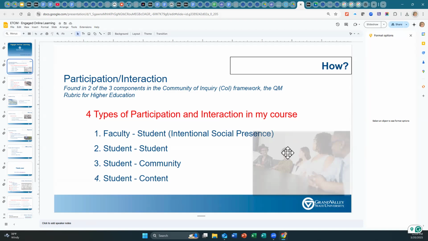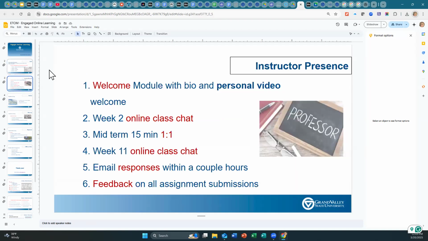Student to content used to kind of be implied because they're in your class. It's not implied that they're going to do your content. So I have some things to engage them with that as well. Everything I talk about falls into one of those categories, types of participation or interaction. Instructor presence. This is a big piece for me, being present in your course. I've preached this to faculty that I train over and over and over.